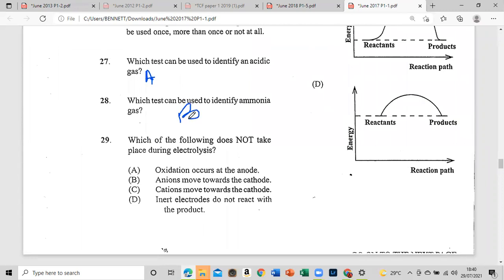Number 29, which of the following does not take place during electrolysis? And 29 is anions move towards the cathode. That is not true.